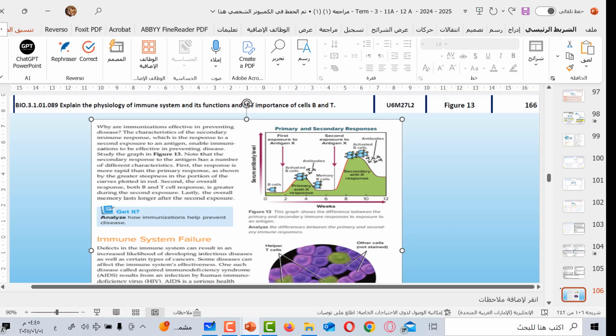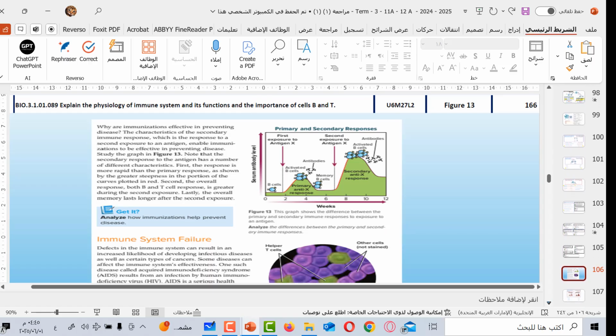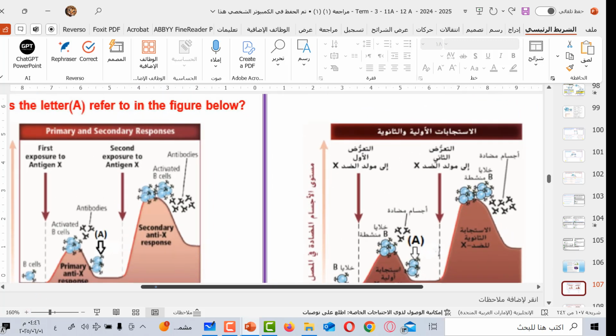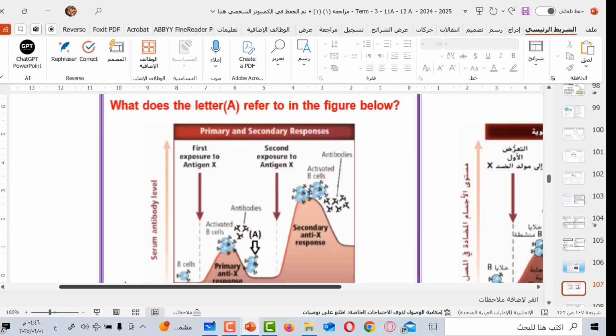Let's see some questions on it. Here is the first question. He asked about what does the letter A refer to in the figure below? This is A. Okay, let's see. This is A. Okay.